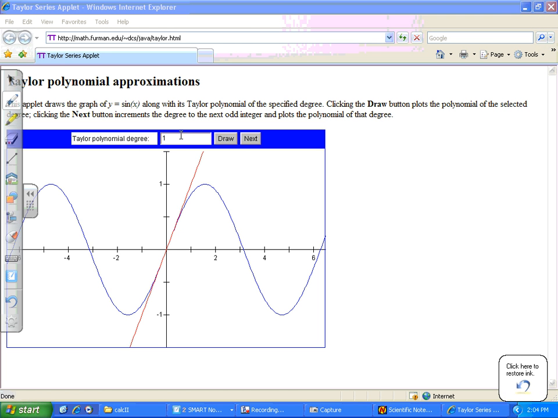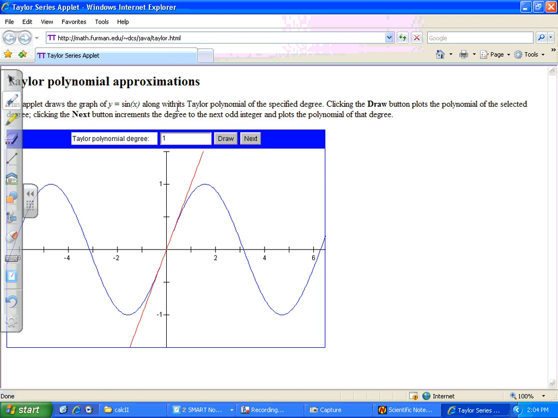Okay. Basically, what they have done is here, the blue curve is the sine x function, and you can enter just any number you want. It's the degree of the Taylor polynomial, in this case, the Maclaurin series, and it's going to graph it. Like right now, degree 1 is just a linear function. If you take just the first term of sine x, what would that be? Just the first term of sine x.